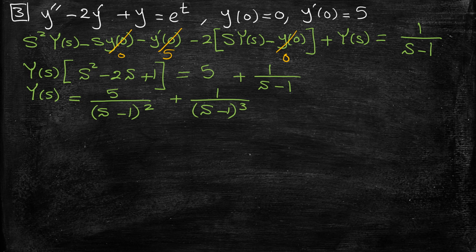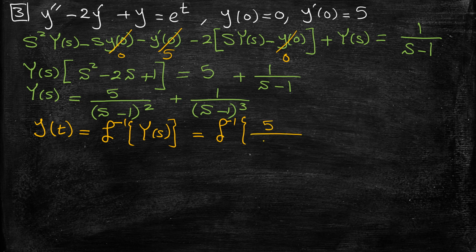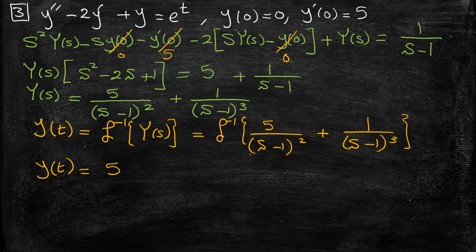So here, it means y of t is the Laplace inverse of this y of s. It means the Laplace inverse of the first one, 1 over s minus 1 squared, and the other one, which is 1 over s minus 1 cubed. So y of t will be 5. We can take this shift out, which made s to be s minus 1. So we can get this minus 1 out. It will be e power t. And then we'll have this 1 over s squared.